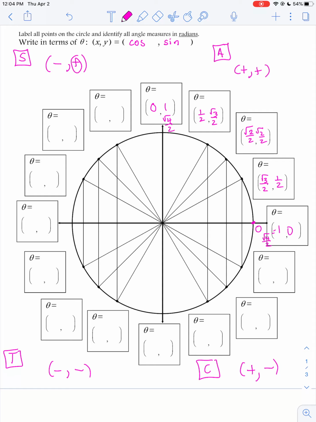For the third quadrant, you have T. What trig function starts with a T? Tangent. Tangent is positive, and C stands for cosine, and cosine is positive in the fourth quadrant. It makes sense that tangent is positive in the third quadrant because you have a ratio of y over x, and a negative over a negative is positive. It makes sense that cosine is positive in the fourth quadrant because a positive x value would mean that cosine is also positive.